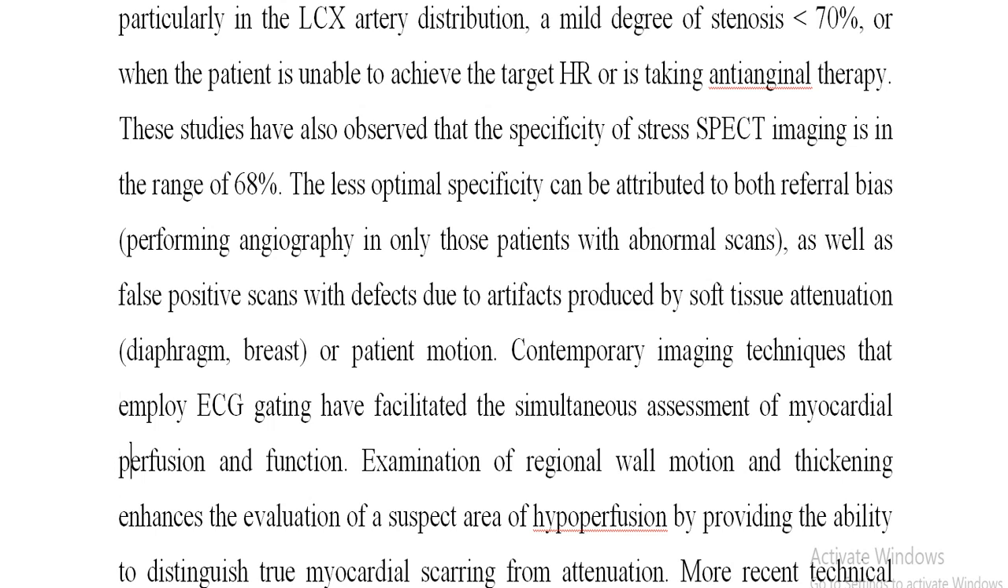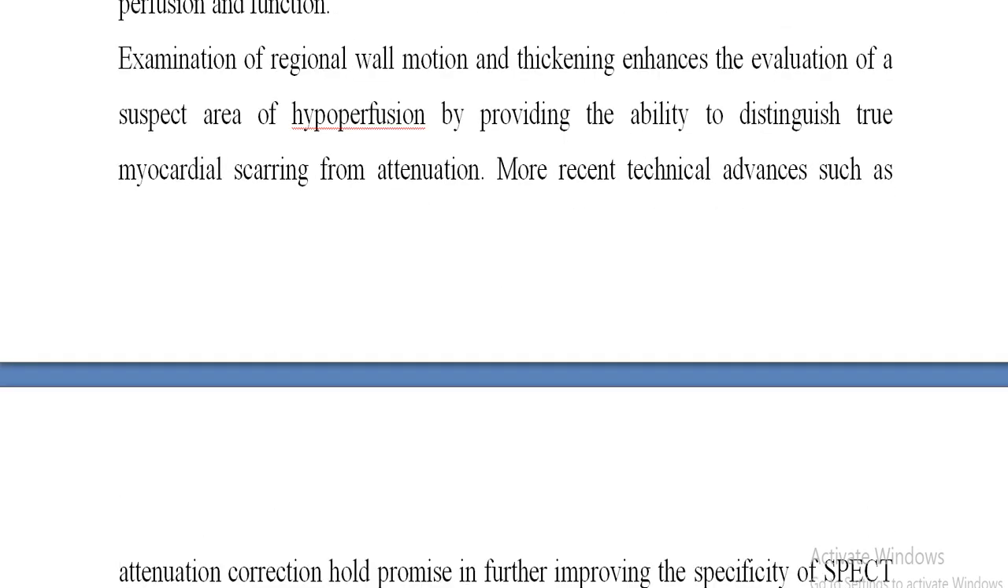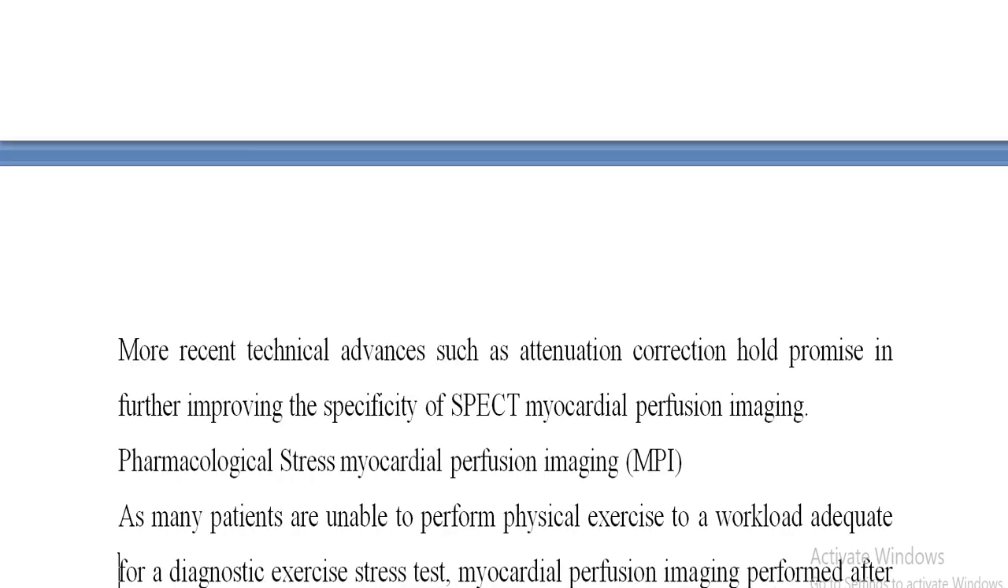Examination of regional wall motion and thickening enhances the evaluation of a suspect area of hypoperfusion by providing the ability to distinguish true myocardial scarring from attenuation. More recent technical advances such as attenuation correction hold promise in further improving the specificity of SPECT myocardial perfusion imaging.